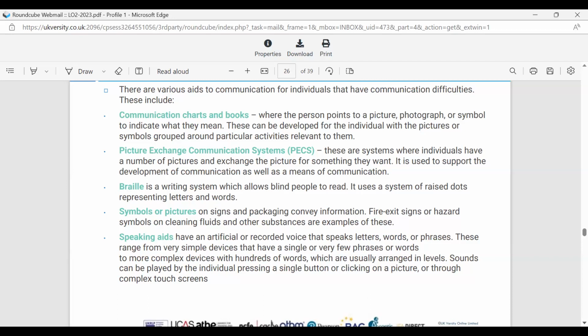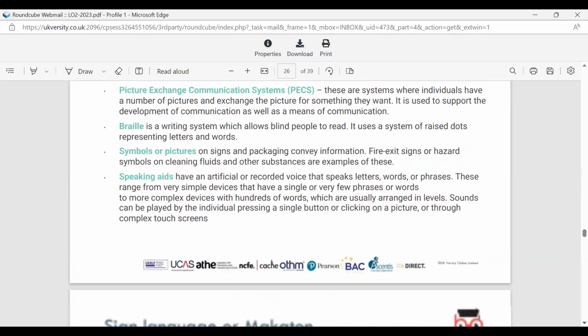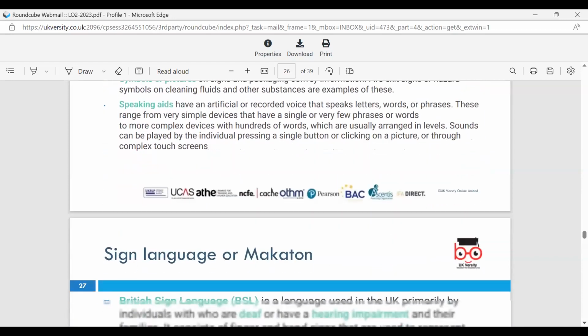Speaking aids have an artificial or recorded voice that speaks letters, words, or phrases. These range from very simple devices that have a single or very few phrases or words to more complex devices with hundreds of words, which are usually arranged in levels. Sounds can be played by the individual pressing a single button, clicking on a picture, or through complex touch screens. And there is a need for this because people have a lot of needs that we need to address.